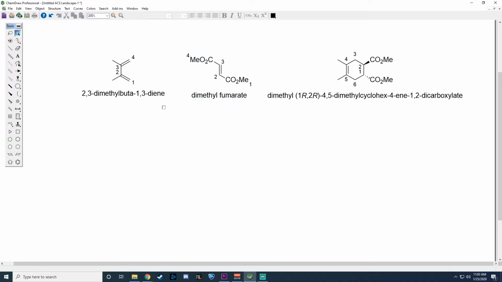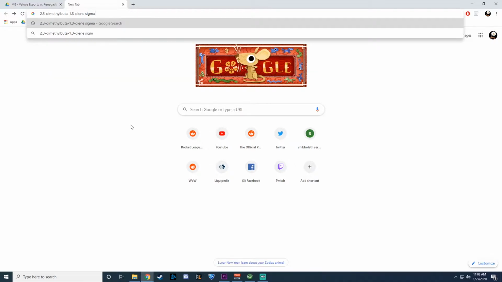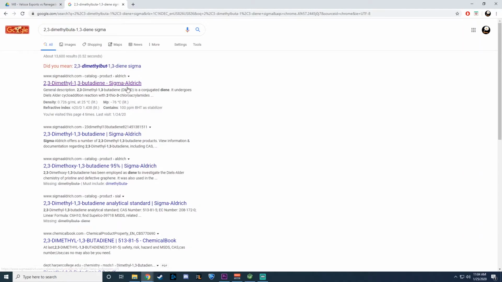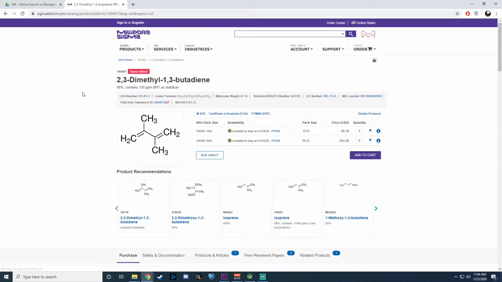So anyway, once you get the names of the compounds, it's as easy as copying, pasting it into Google with the word sigma next to it. Sigma is Sigma Aldrich. They're a very popular chemical supplier. And once you click on the link, you can see here is the compound that we're interested in. And already you can see some relevant information, such as the CAS number, as well as the molecular weight.